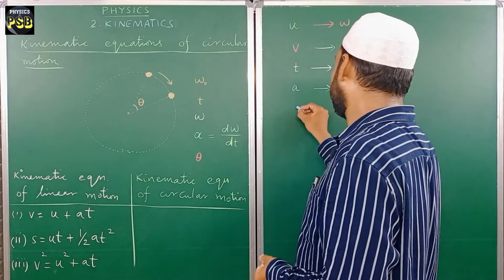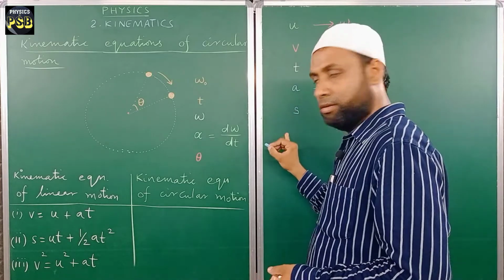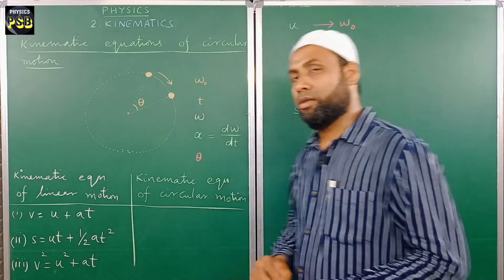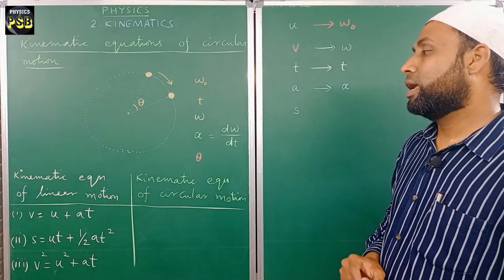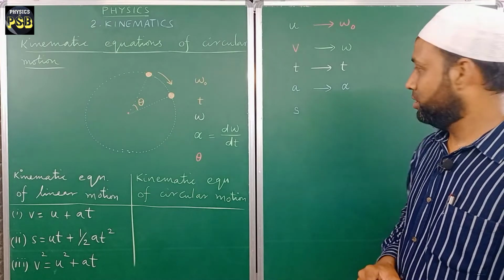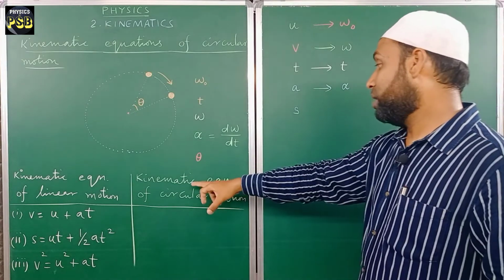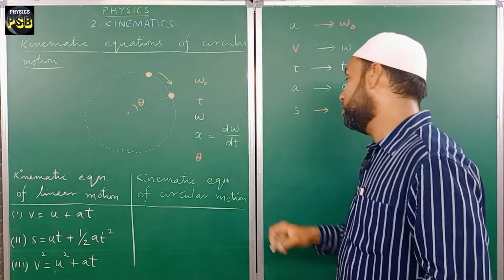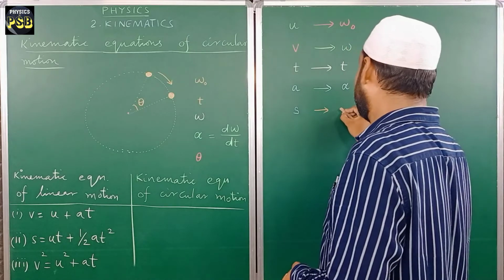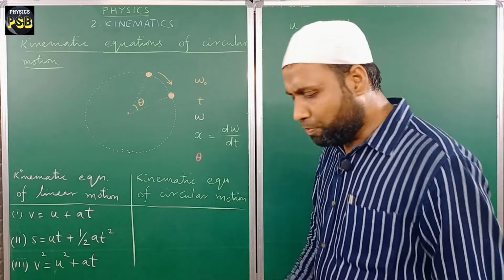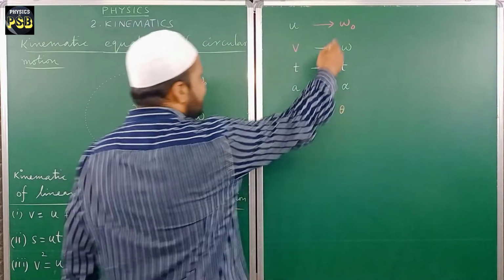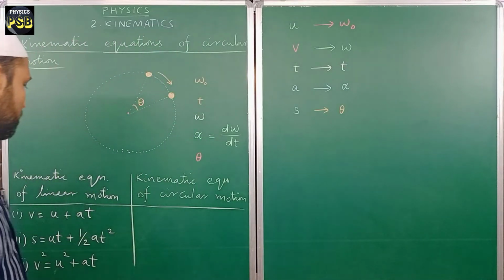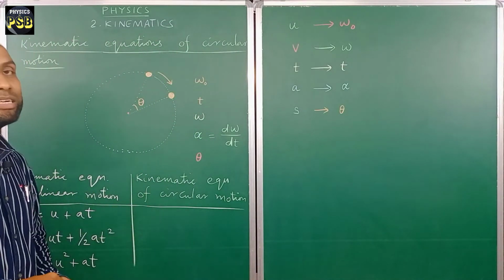Then s stands for displacement in the kinematic equations of linear motion, whereas in the kinematic equations of circular motion we use the angular displacement represented by theta. Now, by using these terms in place of those terms, we are going to get the kinematic equations of circular motion.